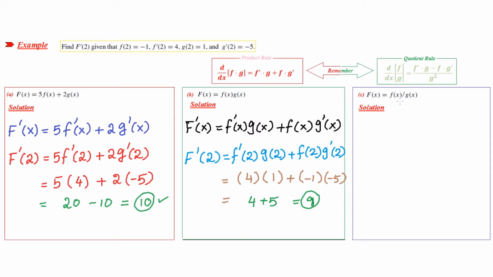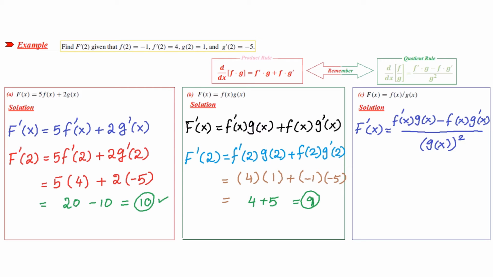Next, we have f of x divided by g of x. So we have function f divided by g of x, so you have to use the quotient rule. So first you have to put the rule: f prime of x equals f prime of x multiplied by g of x minus f of x multiplied by g prime of x, and divide by g of x squared.